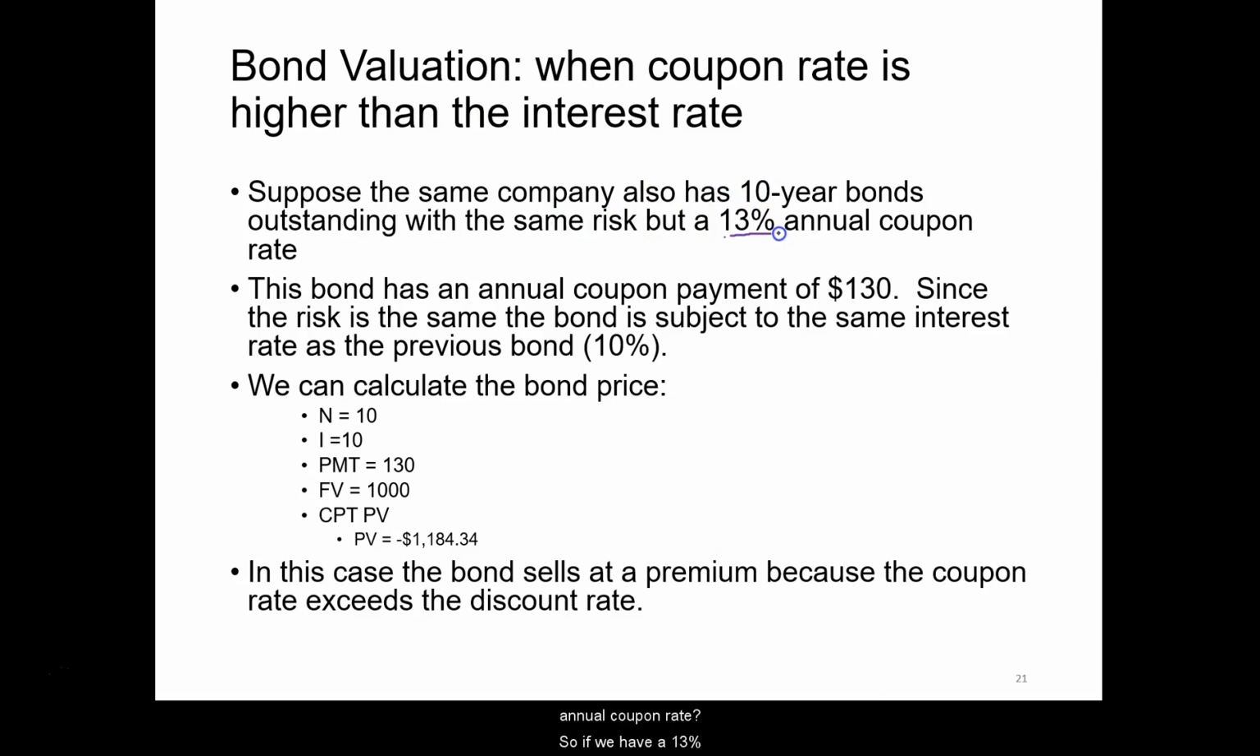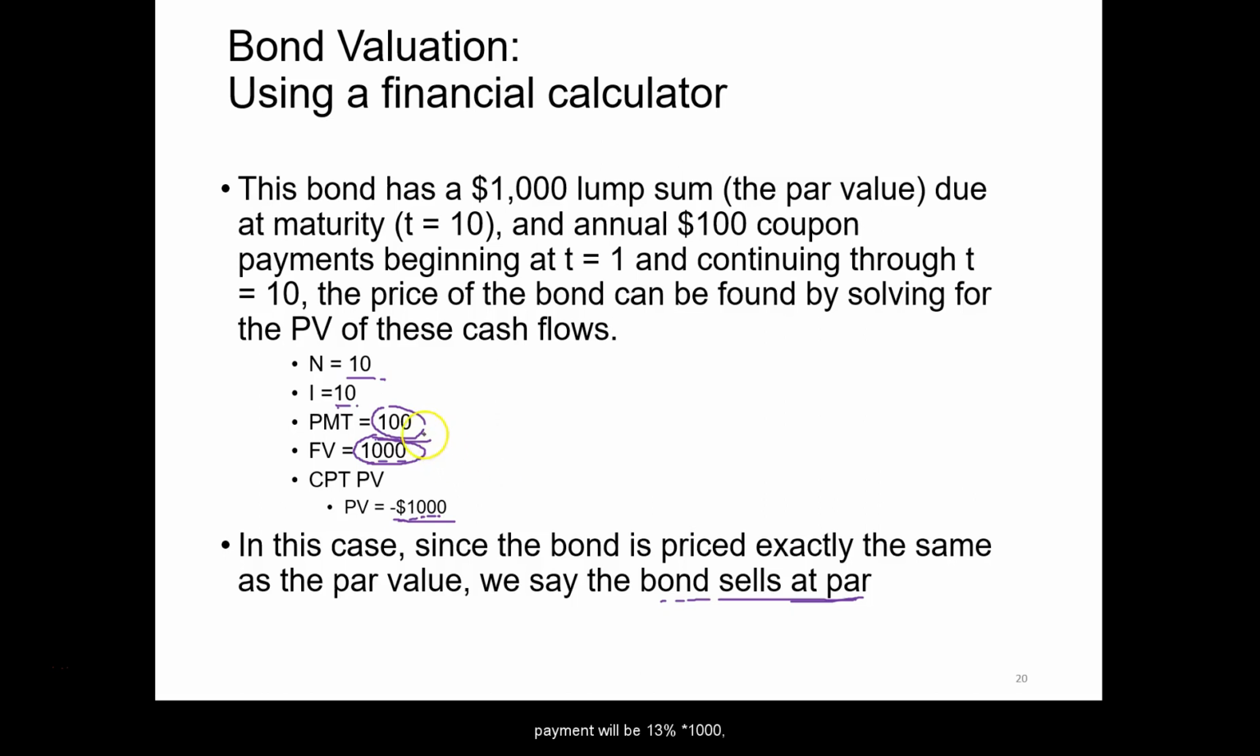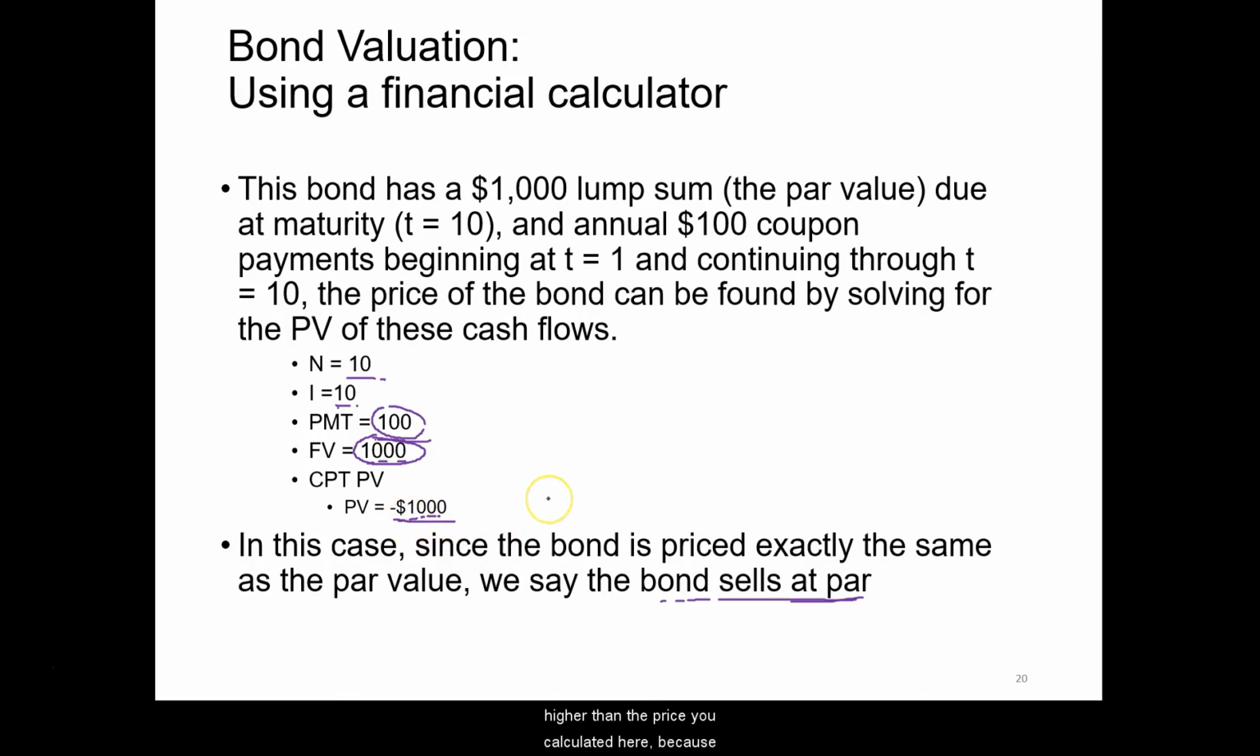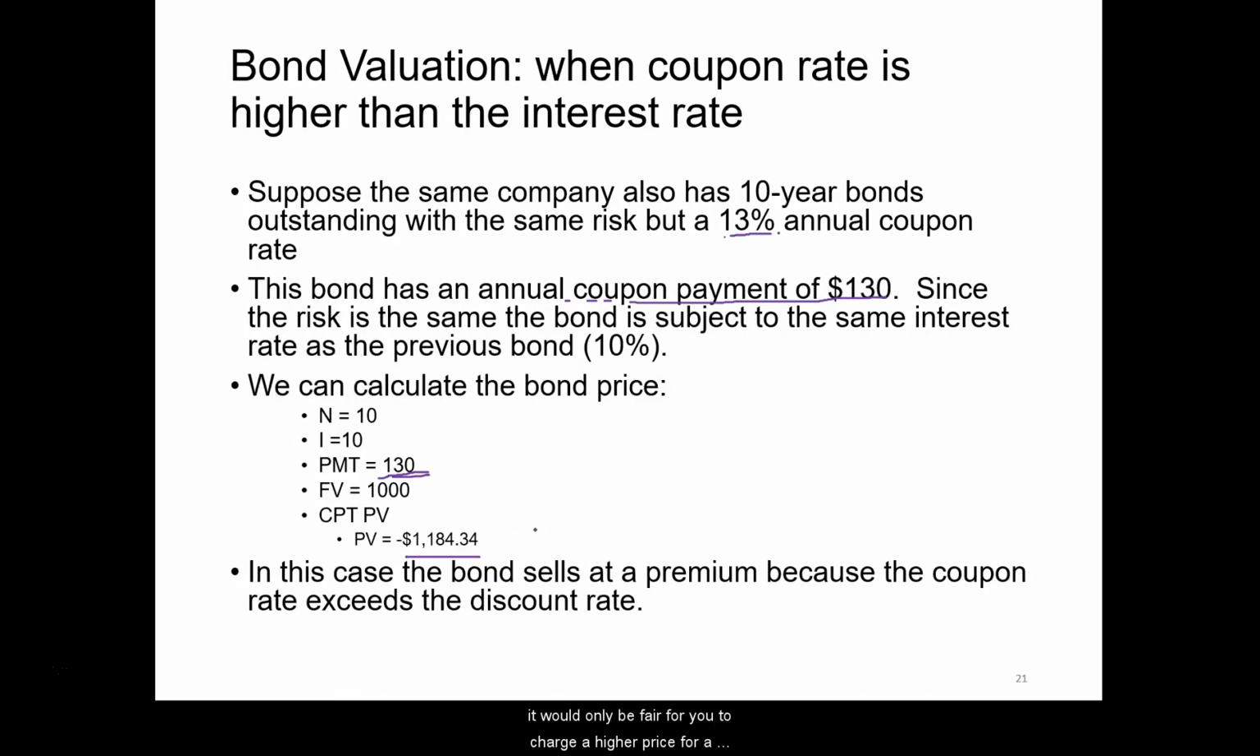So if we have a 13% annual coupon rate, then the annual coupon payment will be 13% multiplied by $1,000, which gives us $130 here. Between this one and the calculation you did before, as you see, the only change is the payment now is not just 100, but instead is 130. So now you know this is a bond that pays a little bit more coupon payments in the future. It should be pretty easy to understand now the bond price will be a little bit higher than the par, higher than the price you calculated here, because it would only be fair for you to charge a higher price for a bond that can make more money in the future, right?